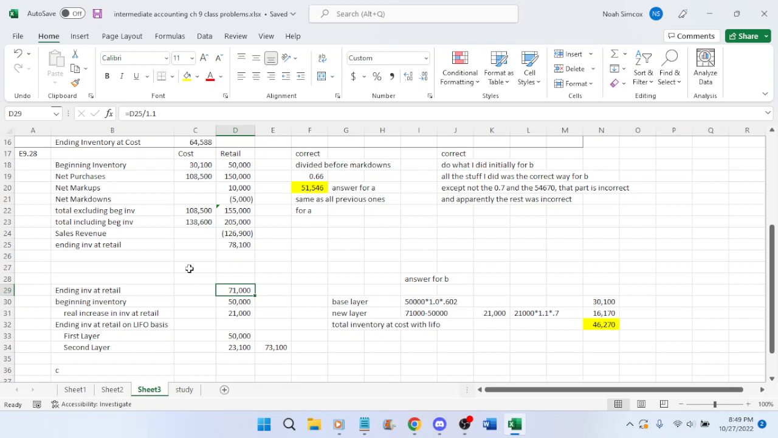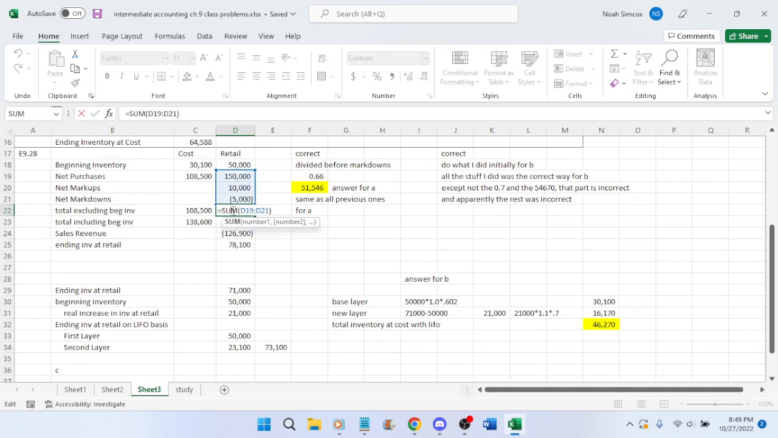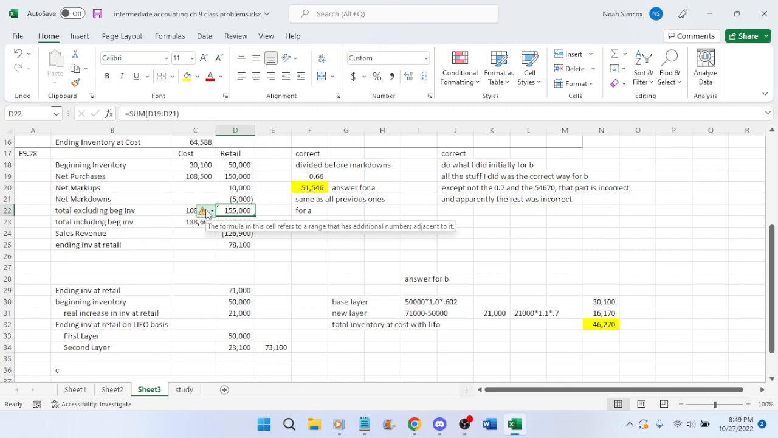How is 0.7 wrong? How is 0.7 wrong? What is the problem with this? Oh, shut up. Ending inventory at retail. Oh, ending inventory at retail. What is going on right now? How is that the ending inventory at retail?